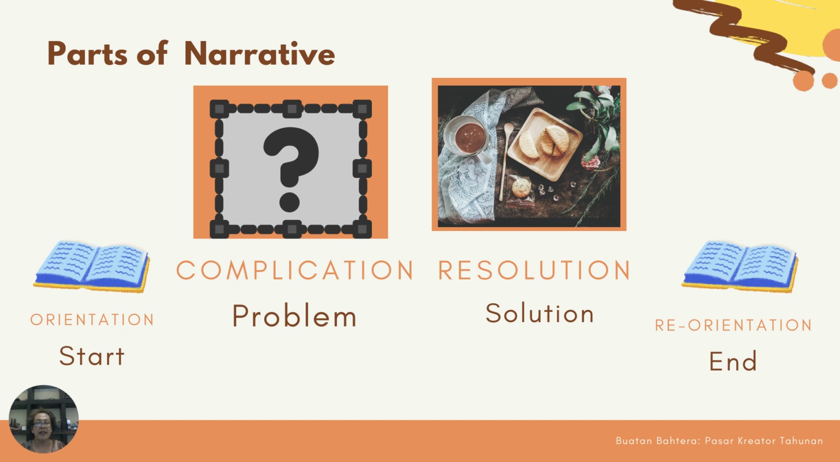So basically, if you see a story, you are expected to be able to find the orientation, the complication, the resolution, and the last one, reorientation. A good story will consist of these four parts. So I guess everybody knows, everybody has their own story. And remember, in every story, there must be a solution to the problem.